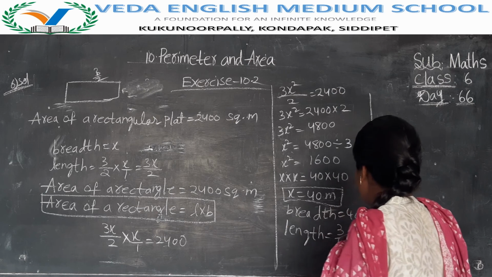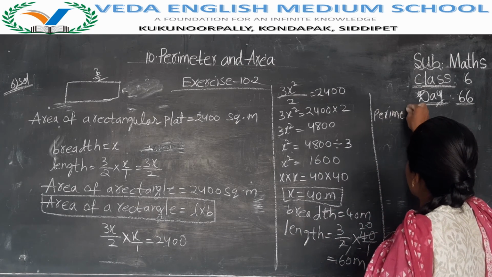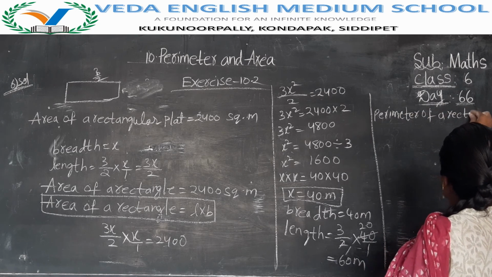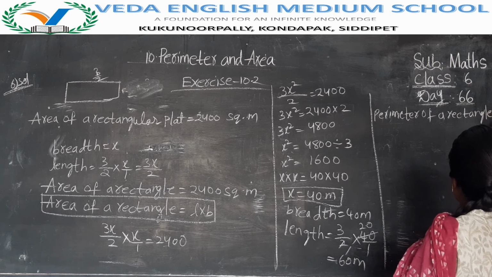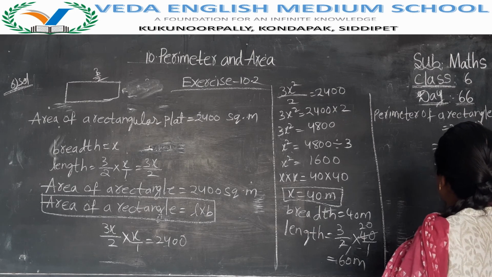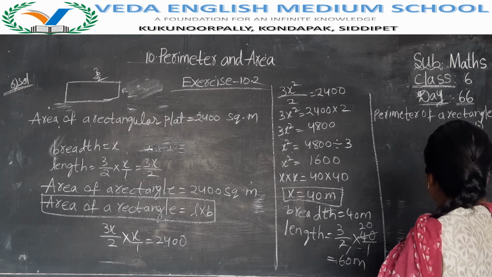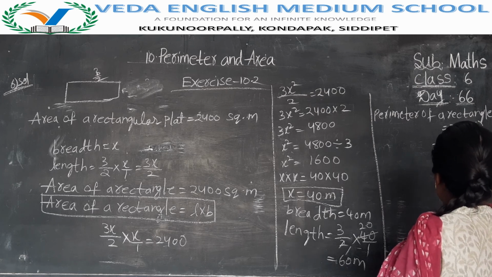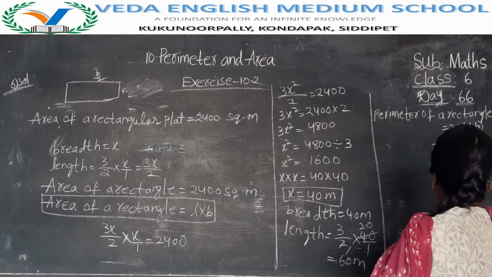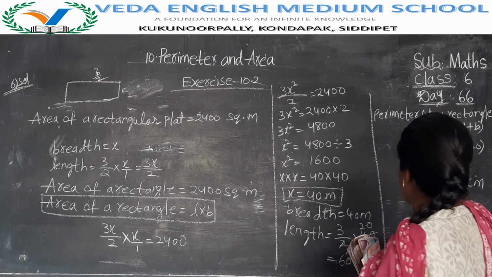Now we got the length and breadth. By using this length and breadth we have to find the perimeter of a rectangle. Perimeter of a rectangle formula is 2 into L plus B, that is 2 into length 60 plus breadth 40. 40 plus 60 is 100, 100 2s are 200. So it is 200 meters. Area is 2400, perimeter is 200 meters.